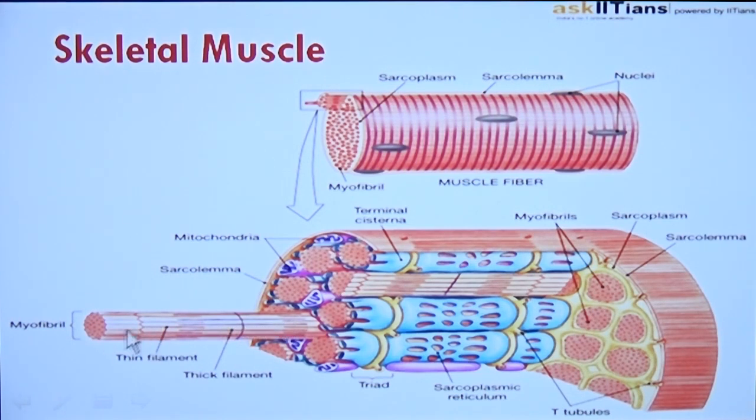This myofibril is the main site of muscle contraction. Thin filaments and thick filaments are present in a myofibril. These thin and thick filaments in turn lead to muscle contraction and relaxation. How this will happen, we will discuss in our next slides.